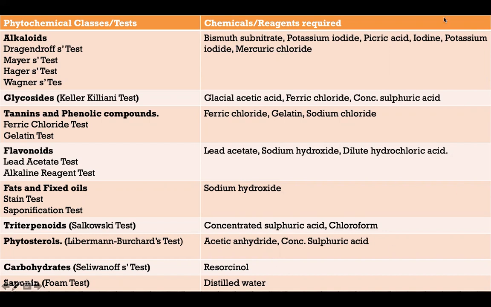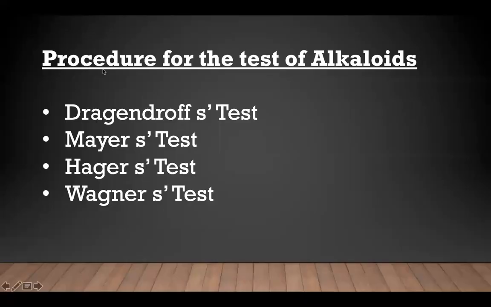If you have all of these chemicals and reagents, then you can simply do the phytochemical determination or preliminary phytochemical screening of all of these important phytochemicals in your plant sample. Now I will explain stepwise how you can do this. So first of all, the procedure for the test of alkaloids. For alkaloids, we can do these four tests: Dragendorff, Meyer, Hager, and Wagner test.